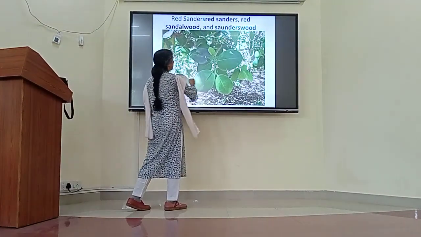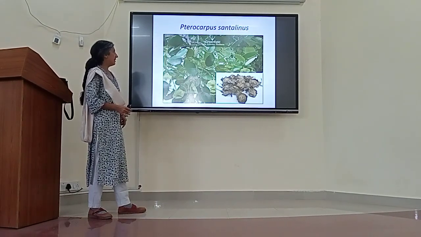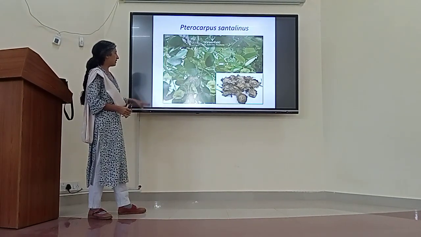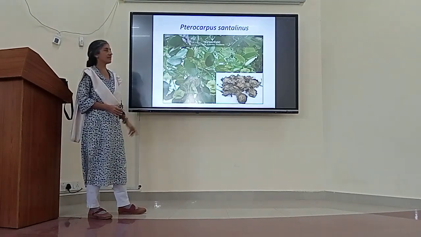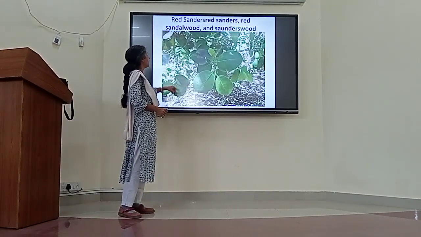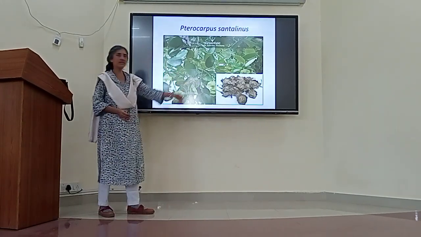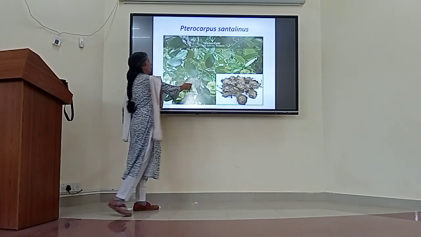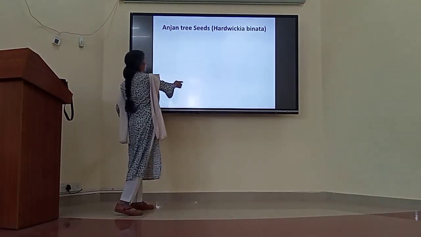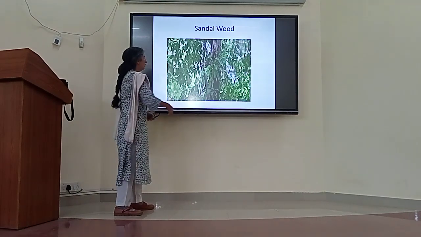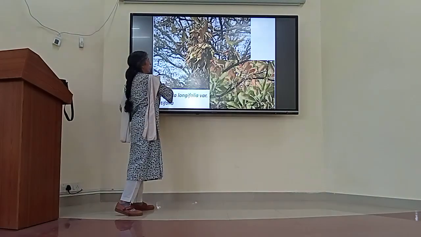Okay, then you have Pterocarpus santalinus, which is nothing but your red sandals. It is called red sandals, which you just saw now, red sandalwood or red sandals, you call the same thing. That's how the seeds look. Then you have the onion tree. I have put the picture here, probably will show it later. Sandalwood you have already seen. Onion tree is nothing but your Hardwickia binata.